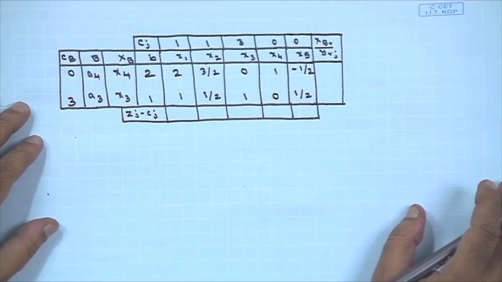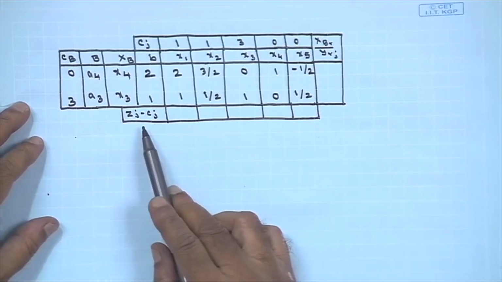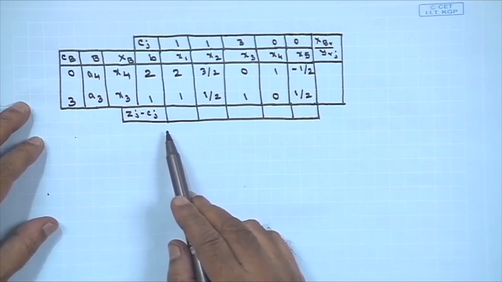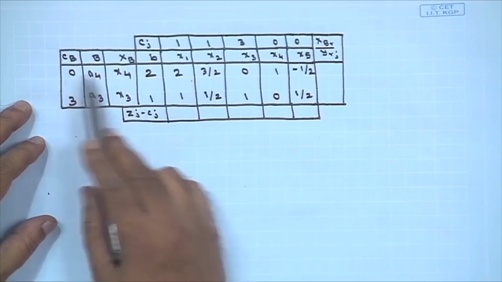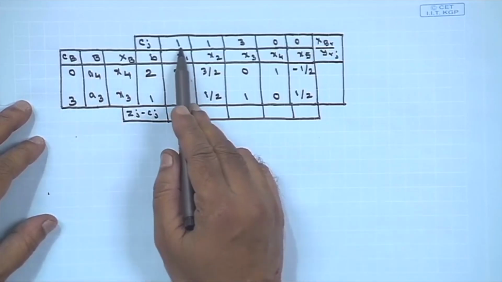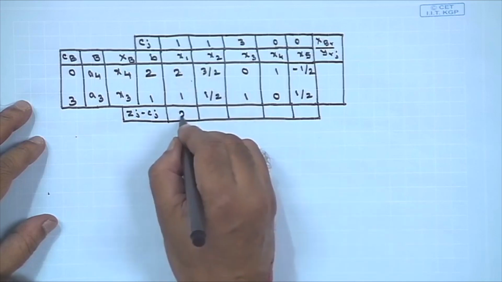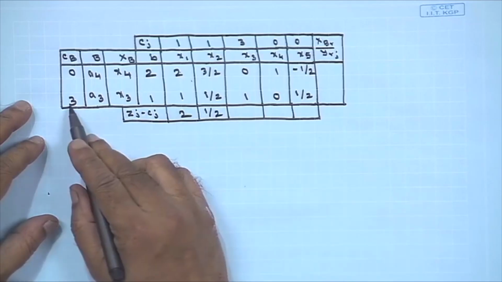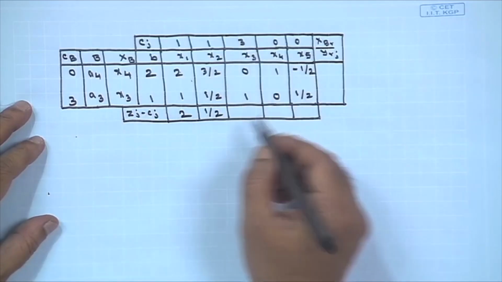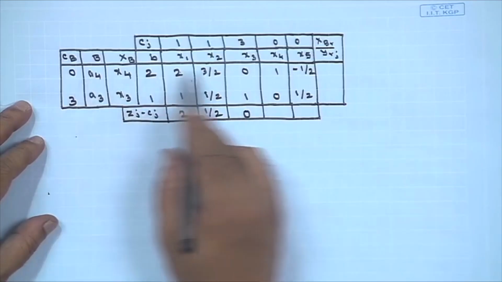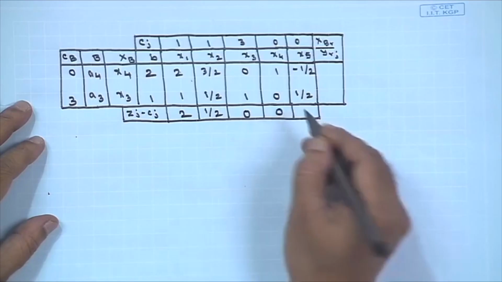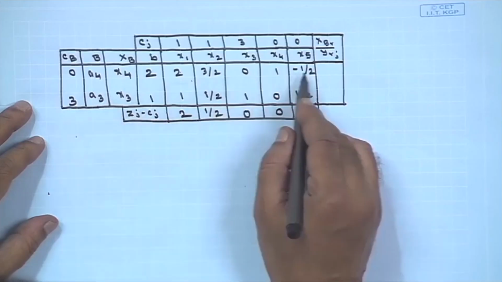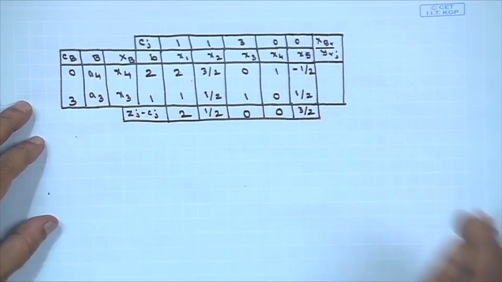Now, again like previous time, we have to calculate the value of the reduced cost value, that is Zj minus Cj. For the first case, it is 0 into 2 plus 3 into 1 minus 1. That means, 3 minus 1, this is 2. Similarly, for the second case it will be half. For the third case, third column 3 minus 3 it is 0. For this one 0, 0 minus 0 it will be 0, and for this case it is 3 by 2, this is 0 minus 0. So, this is 3 by 2.